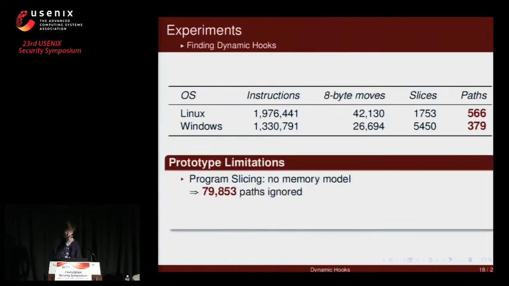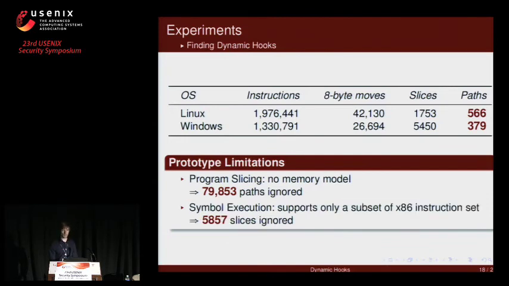So what I have to mention here, what is important, our current prototype faces some limitations. So first of all, our program slicer currently doesn't support a memory model, meaning that when the information flow stores a value temporarily somewhere in memory, which is not pointed to by the GS segment, we cannot follow this information flow, and so we ignore the path. And during our experiments, we ignored 80,000 paths due to this restriction.